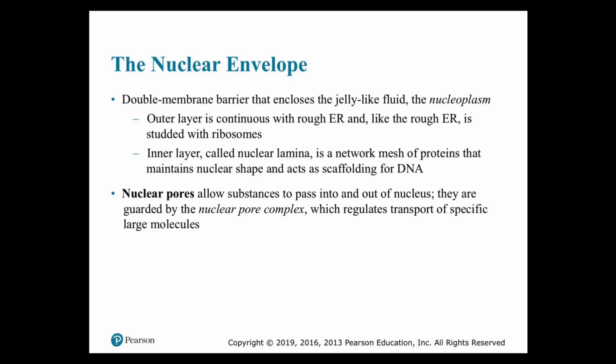Let's start with the nuclear envelope. So it's a double membrane barrier that encloses the jelly-like fluid called the nucleoplasm. Okay, so the nuclear envelope is in fact two membranes. So the outer layer is continuous with the rough ER, and like the rough ER, is studded with ribosomes. Whereas the inner layer, called the nuclear lamina, is a network mesh of proteins that maintains the nuclear shape and acts as scaffolding for the DNA.